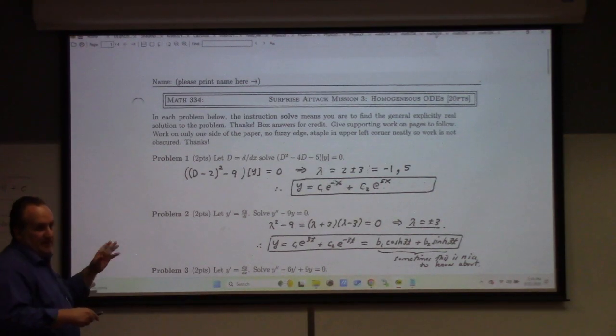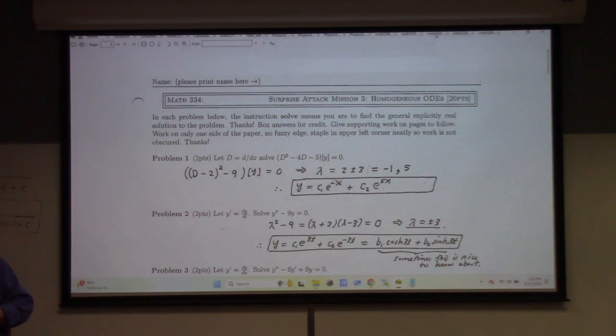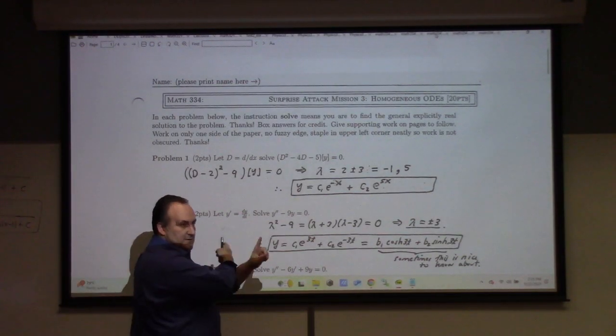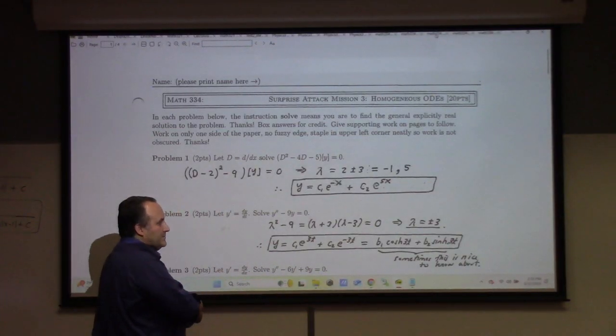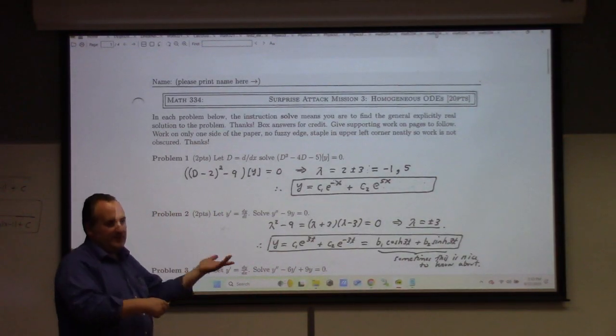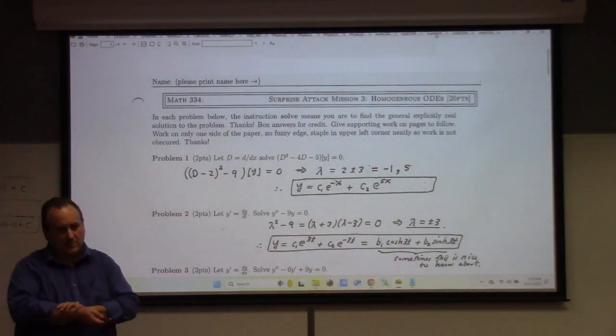Any questions about this? Yep. I have my c1 on e to the 5x and c2 on e to the 5x. Oh, you could go either way. Like the labeling of the constants doesn't have any specific meaning. We can always switch the order of the constants. If you're finding some particular order in my answers, it's completely coincidental.